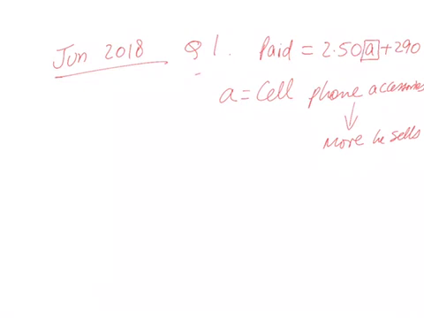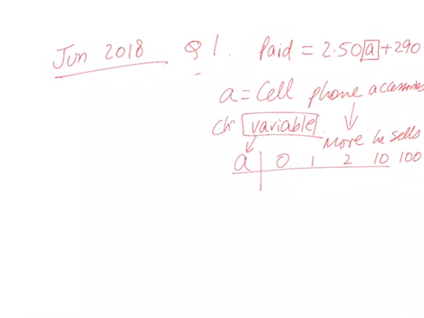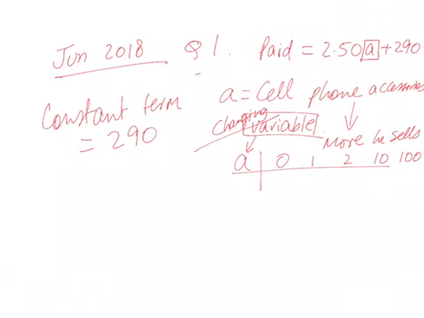Now they're asking you, what is the constant term? What if he sells 0? Can A be anything from 0 to 1 to 2 to 10 to 100? So this is varying, right? This is variable. This is not constant. This is changing. A is changing. So what is constant? So the constant term equals 290, right? Now they are asking you, what is it? What does it mean?